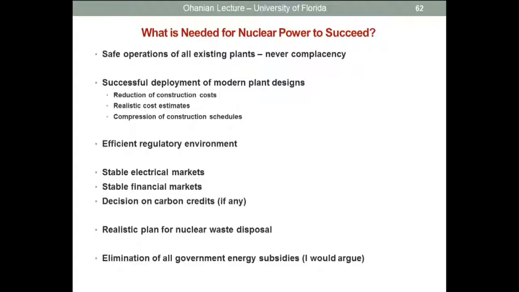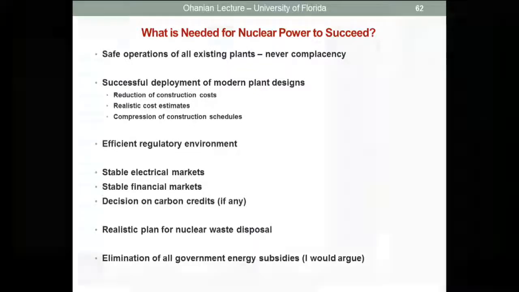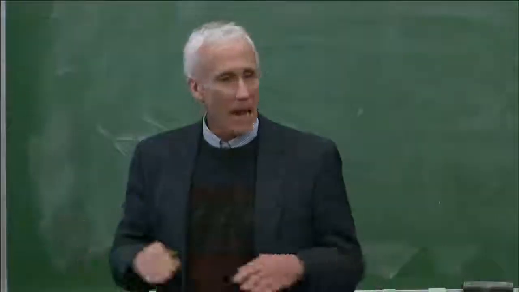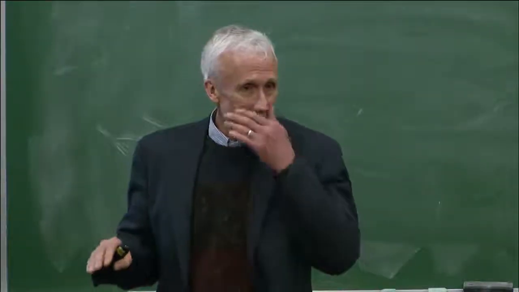Regulatory environment affects us a little bit, but I would argue the single biggest things are a stable electrical market, stable financial market, and if there's going to be any, some decision on carbon credits. Until 2007, 2008, I would have bet that the United States government would have put a carbon tax on CO2 emissions in place. As soon as the financial collapse of 2007, 2008 happened, it totally diluted all focus on greenhouse gas emissions. I don't think the government could make that decision today.